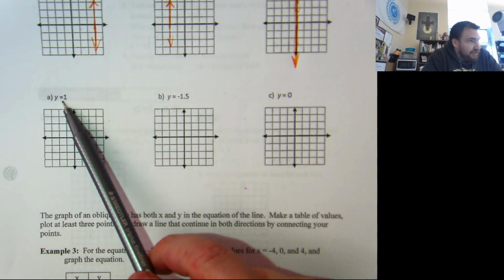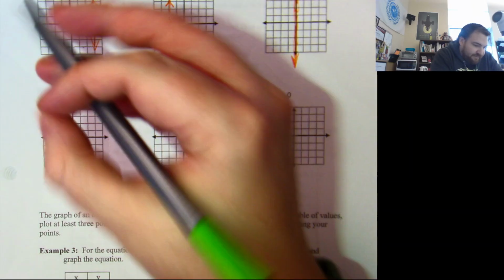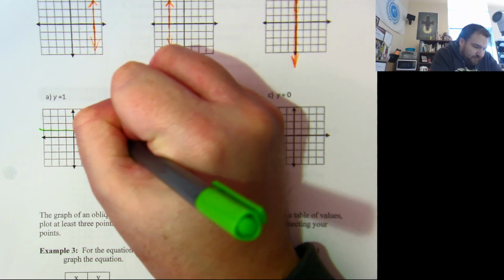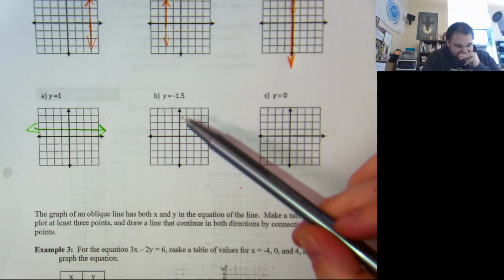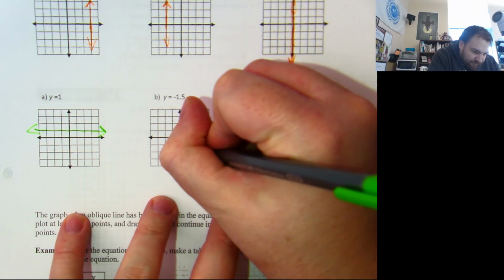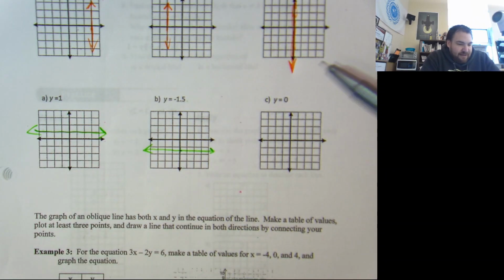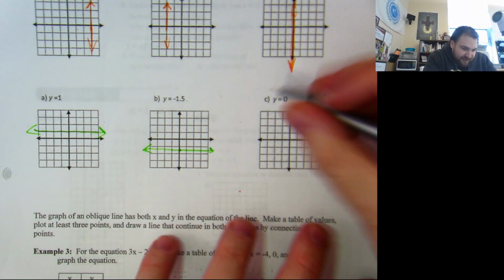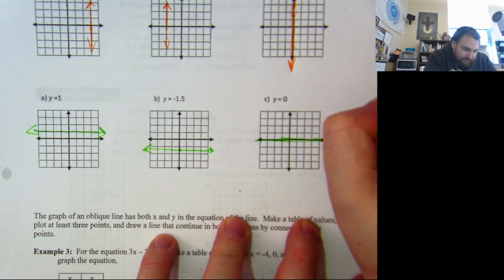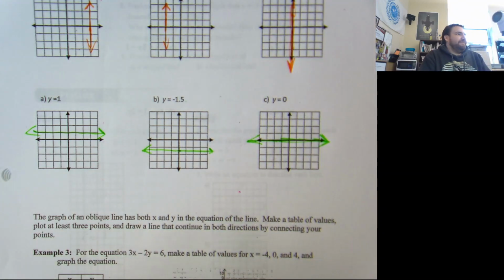Y equals 1 is going to look like what? We're going to go up 1 and then side to side. Down 1.5. So if you go down 1, down half a square and out. And this one is the x-axis. Good. I hope you're all working as fast as Lucas is, because he just cranked those out.